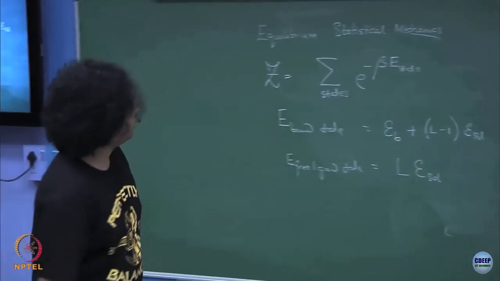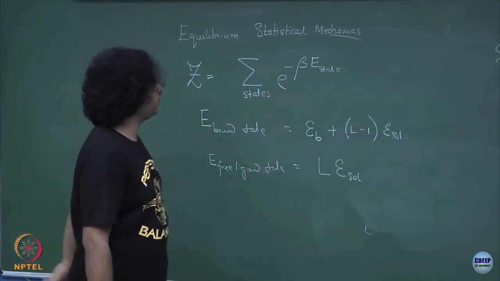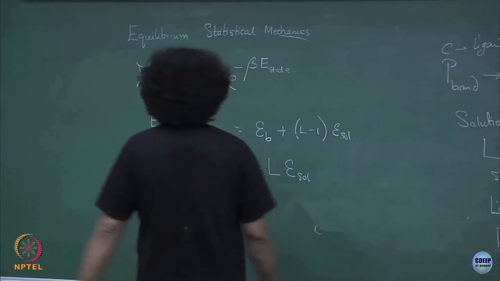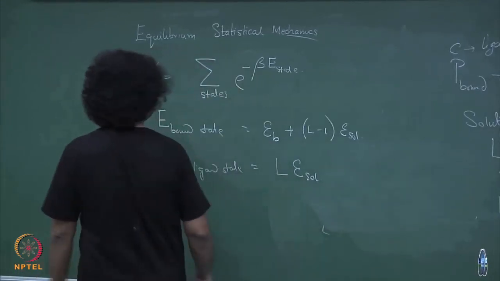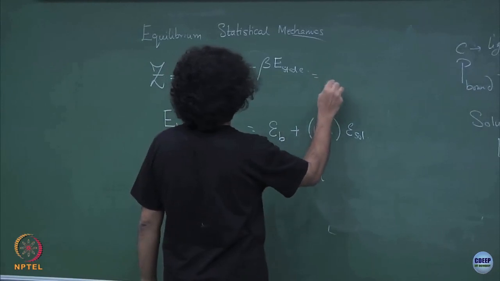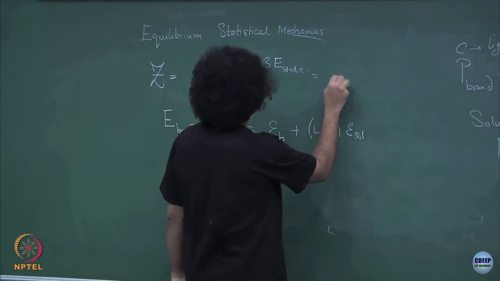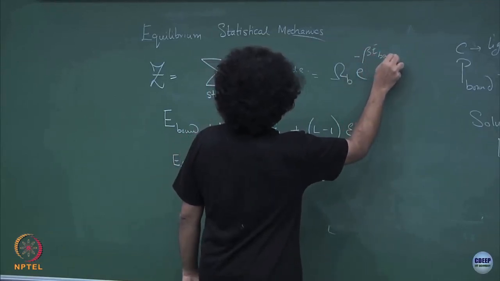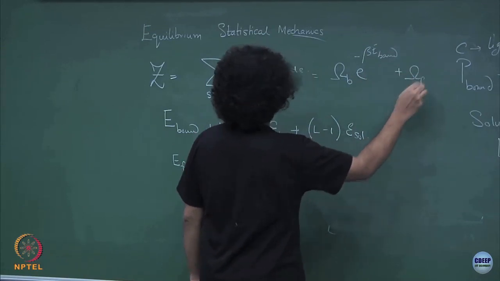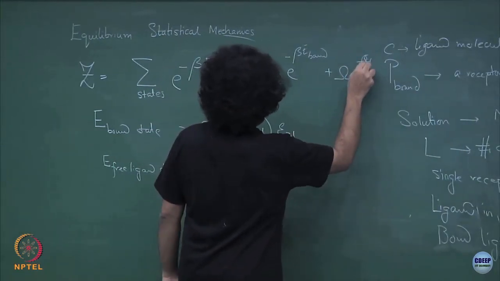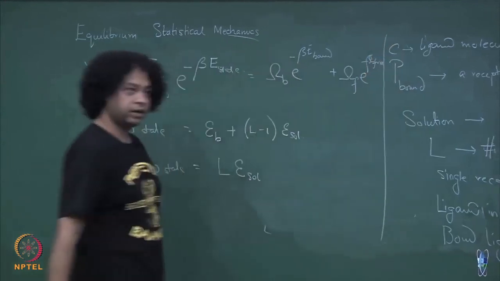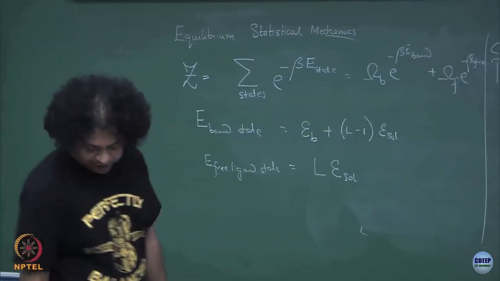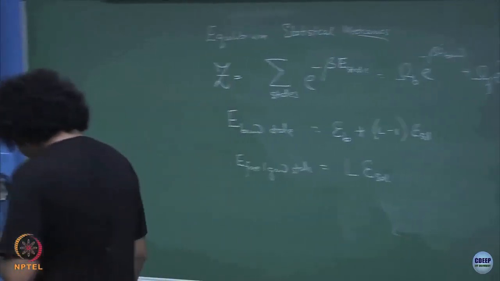Okay. Good. So, at least I know these two states, but there are many ways to get these states, right? So, if I consider in terms of these bound state and the free state, then I could say that what are the multiplicities of these states, right? The partition function is omega b e to the power of minus beta E bound plus omega free e to the power of minus beta E free, right? Where this E bound and E free we have calculated. So, what is left to calculate is this omega b and this omega f.